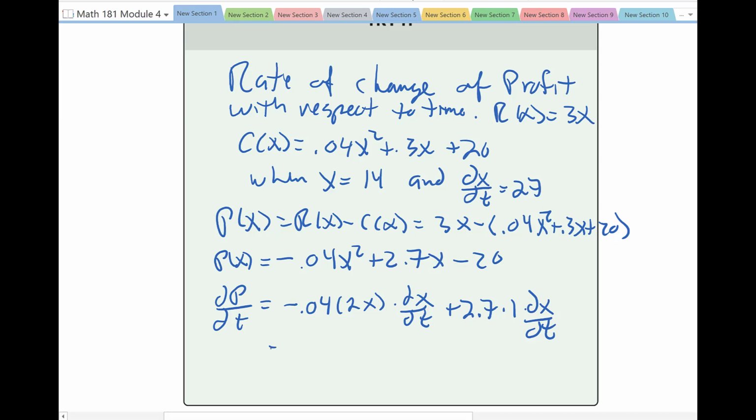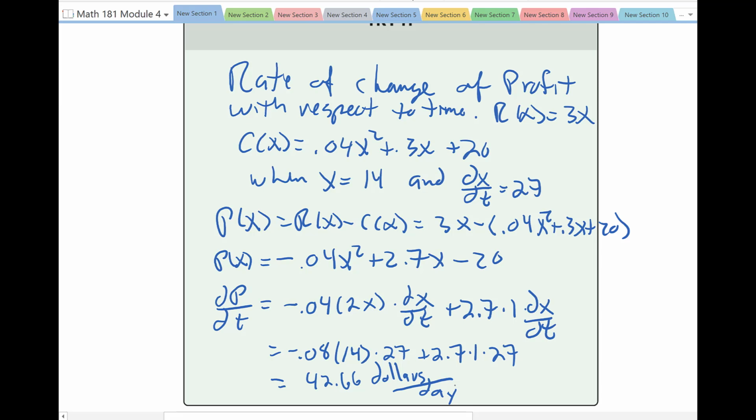So what do we have? That's going to be, and by the way, negative 0.04 times 2 is negative 0.08. So negative 0.08 times, and the x is 14, times the 27, plus 2.7 times 1 times, and that's a 27 there as well. So what do we get out of this? We get $42.66 a day. And that's it for that problem.